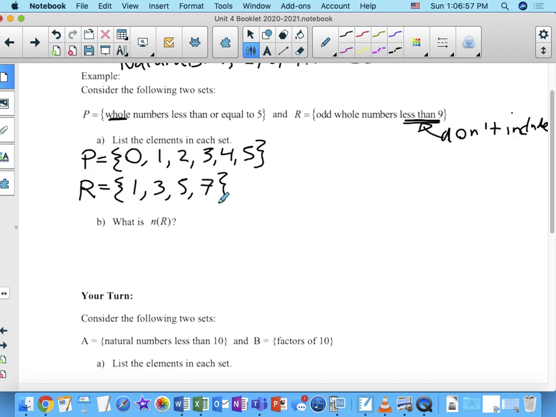Okay, so we've listed the elements in each set. What is the number of elements in set R? That's what this notation means. The number of elements in that set is 1, 2, 3, 4.